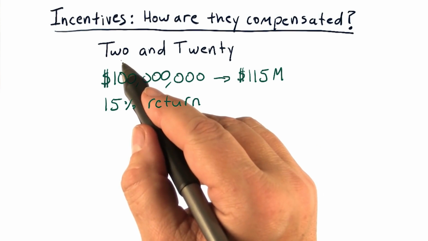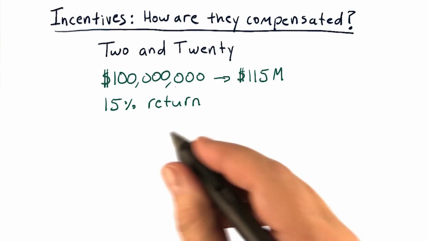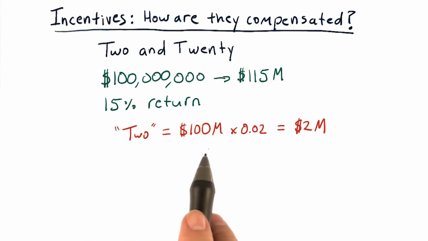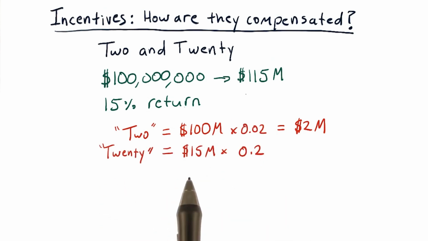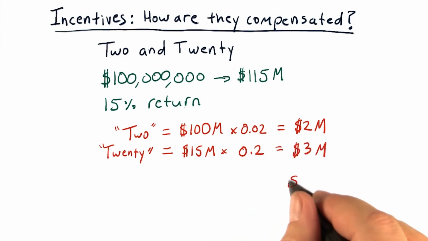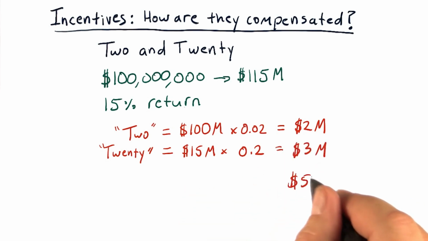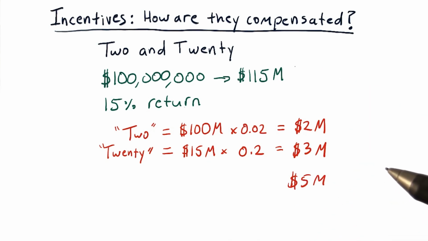So it's 2% of AUM plus 20% of the profit. The 2 component works out to be $2 million. The 20 component is 20% of the $15 million profit we made, which is $3 million. So total compensation for this year for the hedge fund manager would be about $5 million.